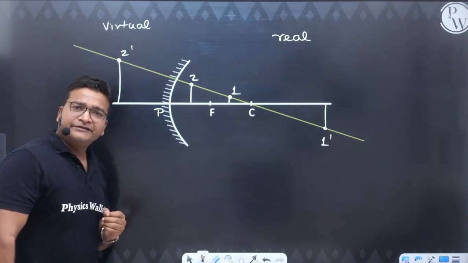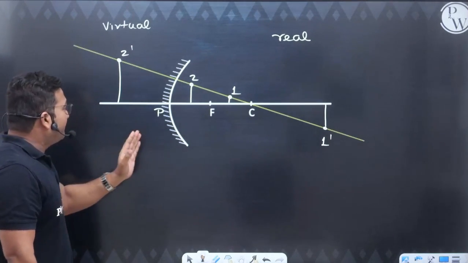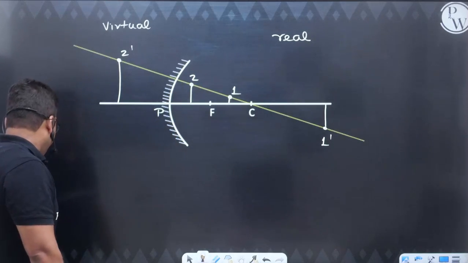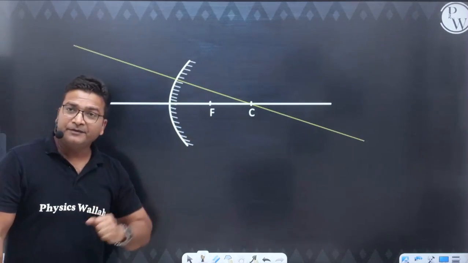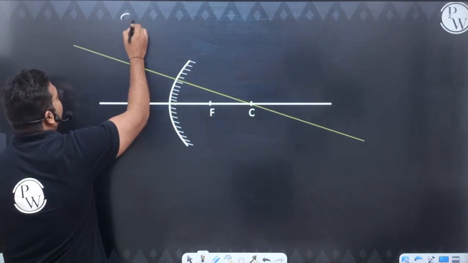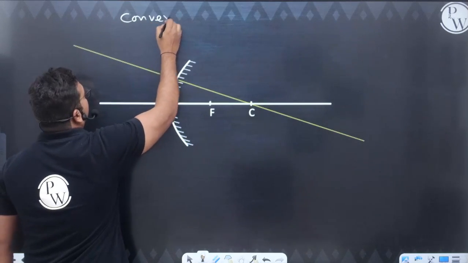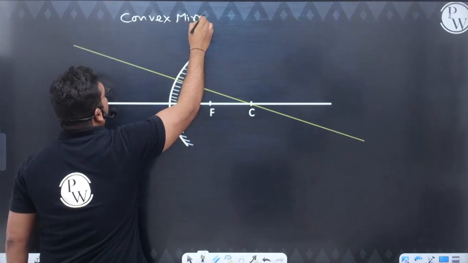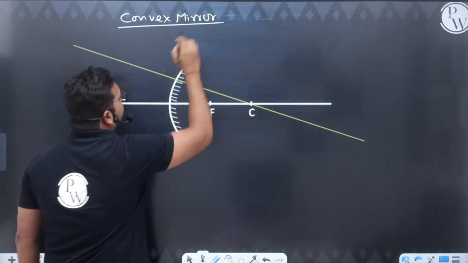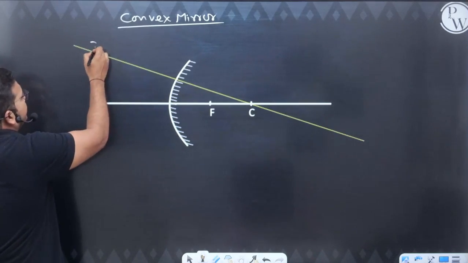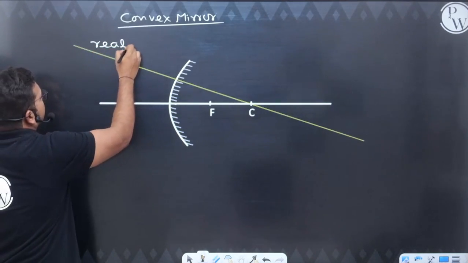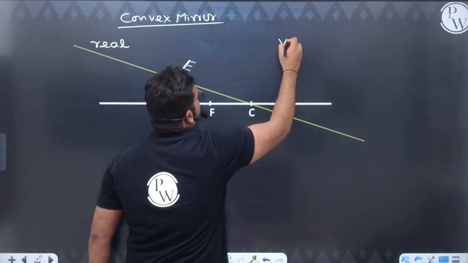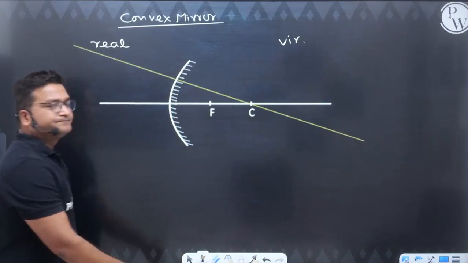And that's not the end of the story. Okay. If you polish from inside, it becomes a convex mirror. Okay. It becomes a convex mirror. If it becomes a convex mirror, this becomes your real side, and this becomes the virtual side.